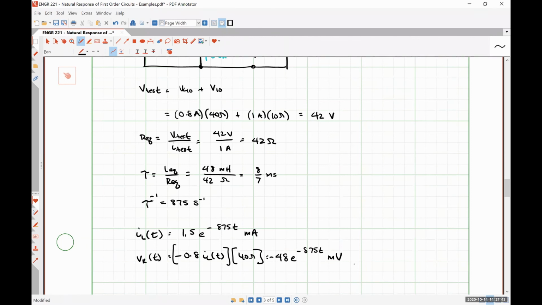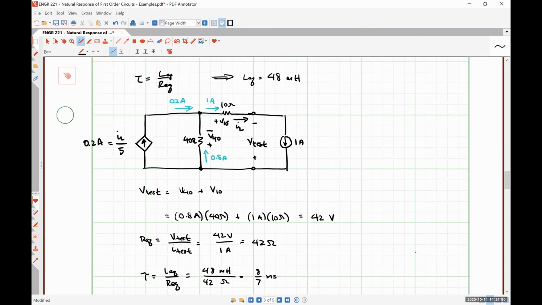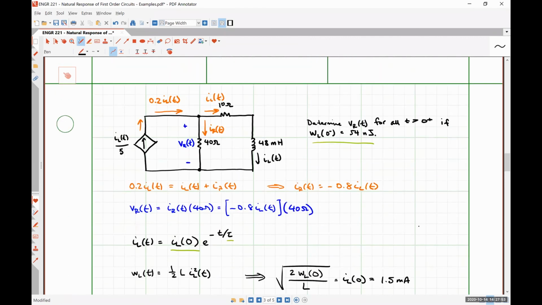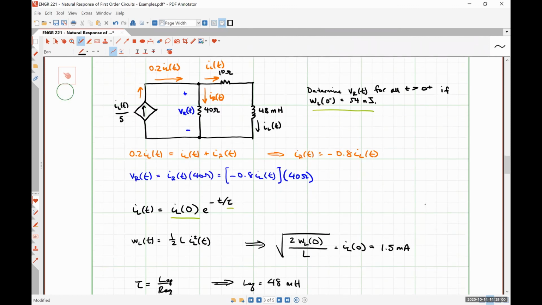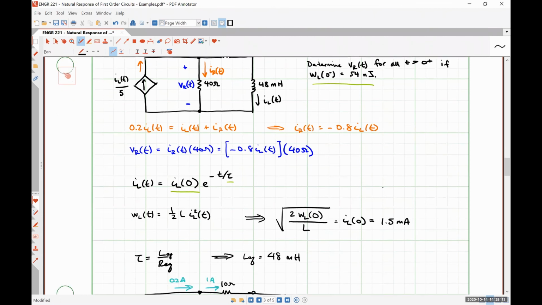All right, so, where our goal was to figure out what VR of t was for all t greater than 0 plus. And so we used Kirchhoff's current law to get an expression to put VR in terms of IL, which is what we did in the step in orange using Kirchhoff's current law, and then our step in blue is Ohm's law. And then from there on, it was literally finding out how IL behaves to be able to figure out how VR behaves. Yes, sir.